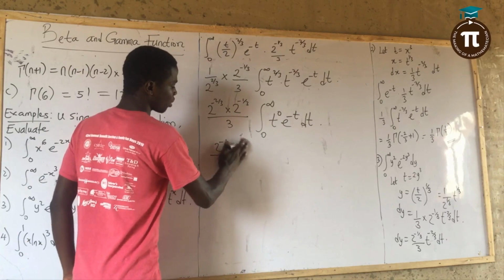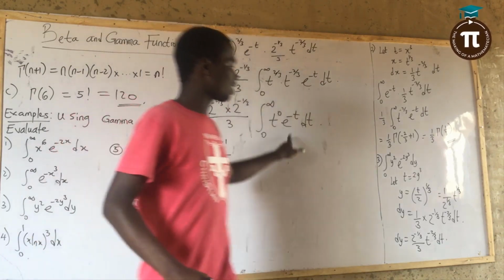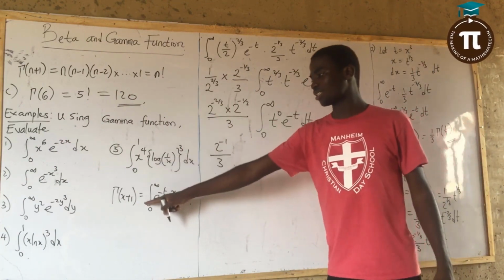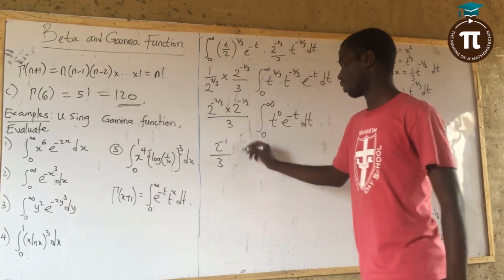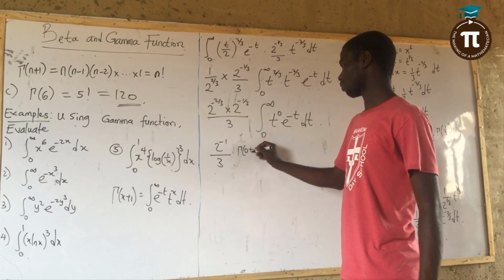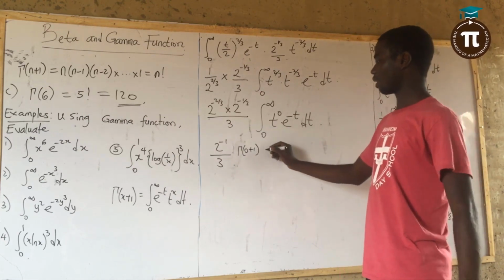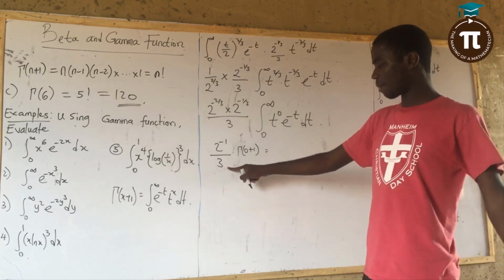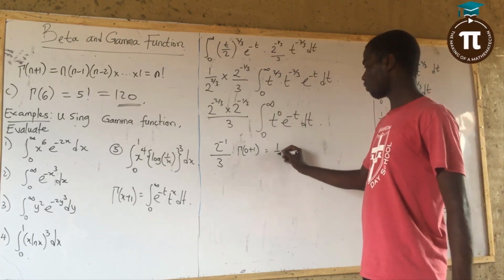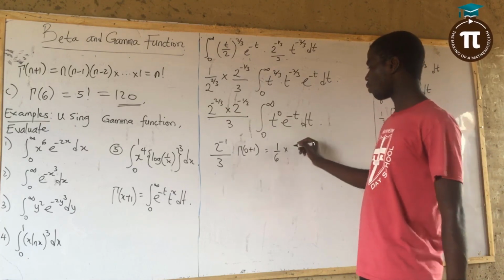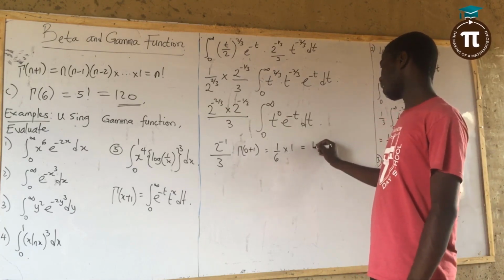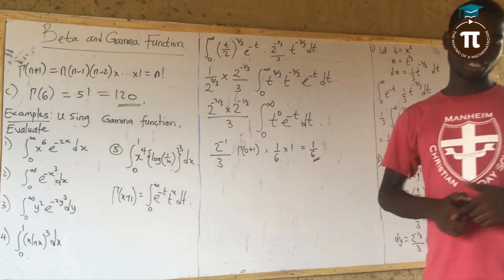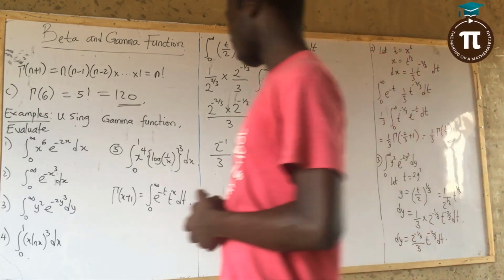This integral from 0 to infinity, t raised to power 0, e raised to power minus t, is gamma of 0 plus 1, which is gamma of 1. This 2 raised to power minus 1 is 1 over 2, multiplied by 1 over 3, that will give me 1 over 6, multiplied by gamma of 1 which is 1. So the answer to the third one is 1 over 6.